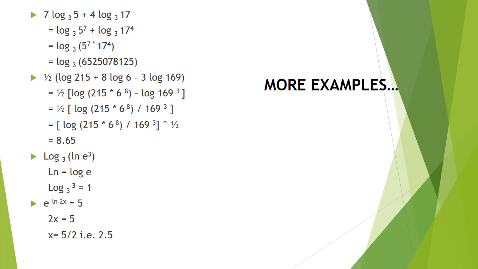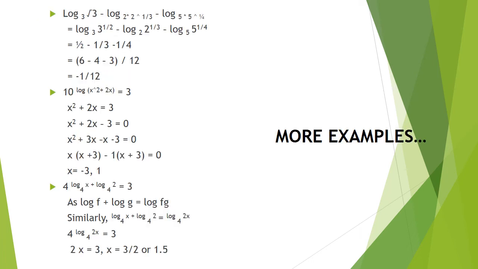Then you have log base 3 multiplied by ln e raised to power 3. So ln is equal to log e. So log base 3 of 3 gives you 1. Next, e raised to ln 2x is equal to 5. So 2x is equal to 5 and x is 5 over 2.